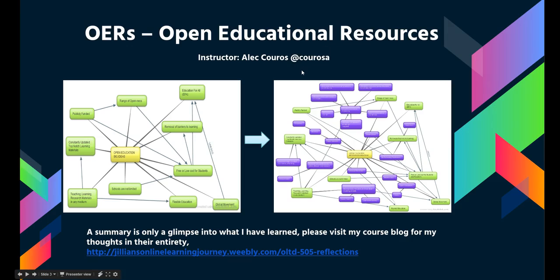At the beginning of the 6-week course, I created a mind map of what I thought of as open education and big ideas. At the end of the 6-week course, I created another mind map to show just how many more ideas I have now about open education and open educational resources specifically as well. This is a small visual of what I've learned throughout the 6 weeks.